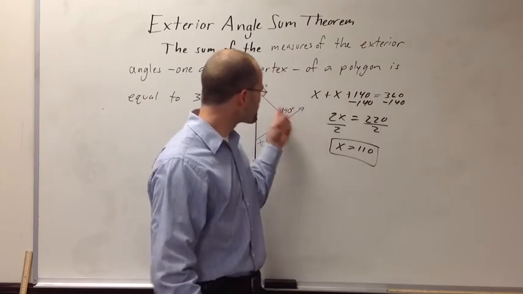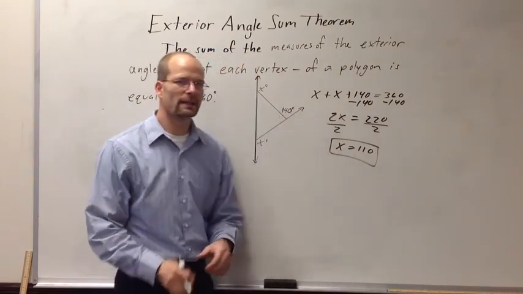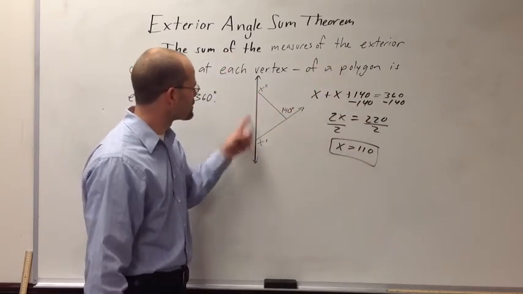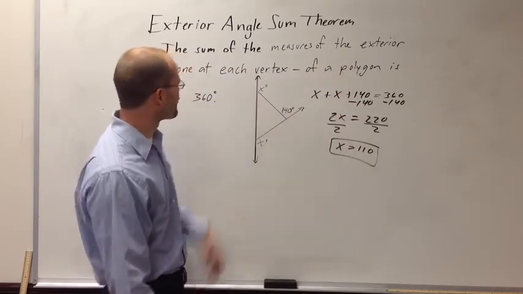So sometimes we have algebraic problems, we need to do a little bit more work on them. But you can see the rule functions the same way. The sum of these three exterior angles, one at each vertex, is always equal to 360.